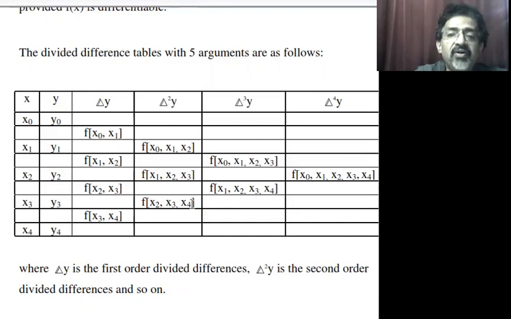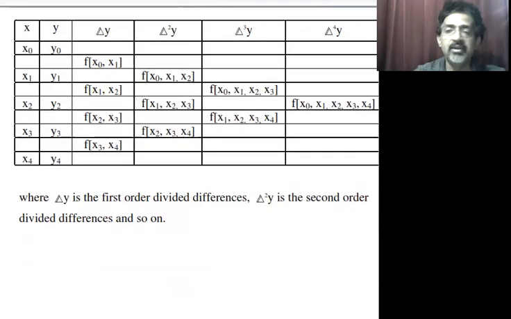Similarly, f of [x0, x1, x2, x3] is what? F of [x1, x2, x3] minus f of [x0, x1, x2] divided by x3 minus x0. That gives me the third order difference. Similarly, the difference between these two gives me the other third order difference. Then this difference divided by x4 minus x0 gives me the fourth order difference. So this is how we write the difference table.